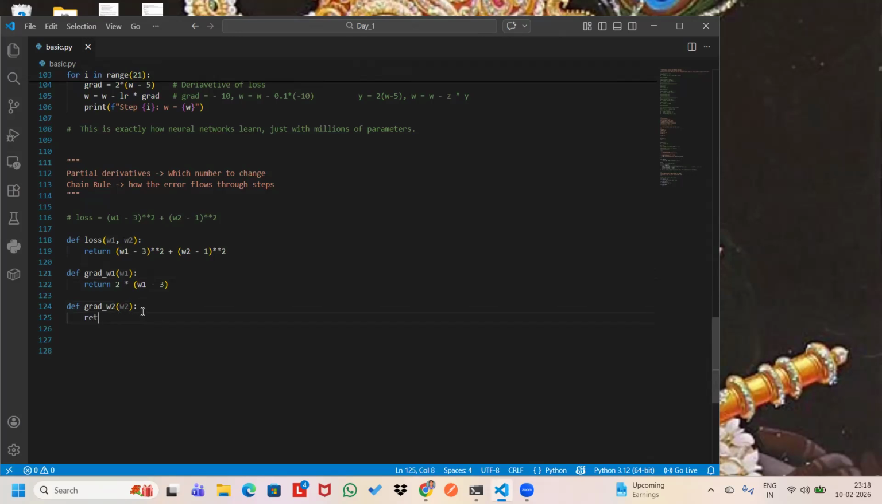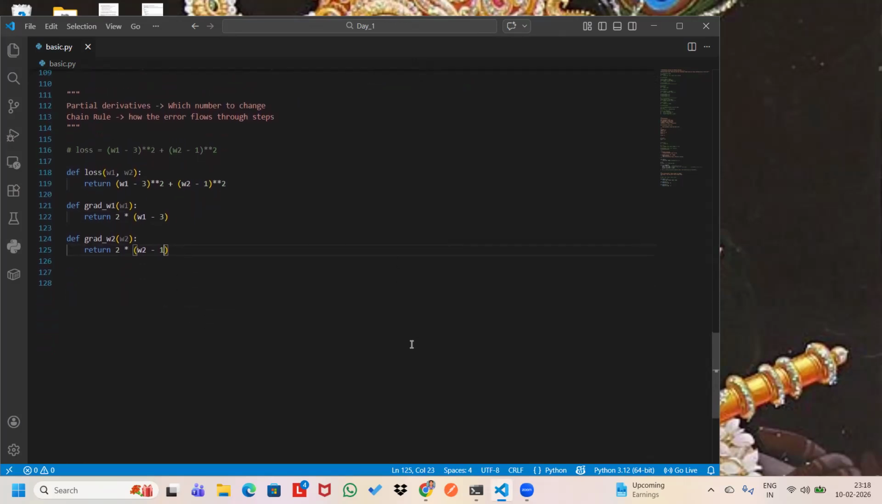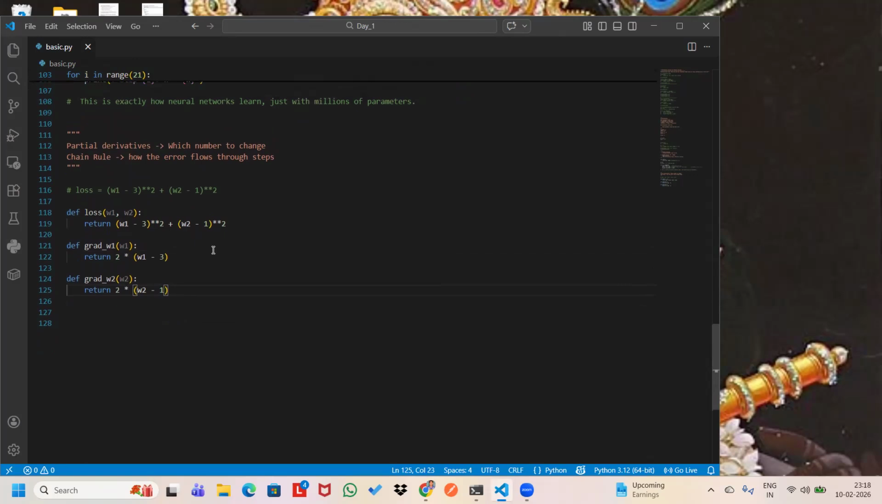So it will return you this one. That means 2 into W2 minus 1. This will be your answer. So each gradient tells how to move that way. If you put some value over here, you can calculate which path is giving you less error. So you can go with that path. Okay, you can use that differentiation.